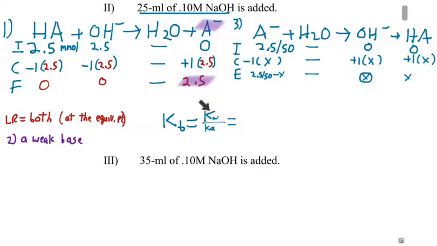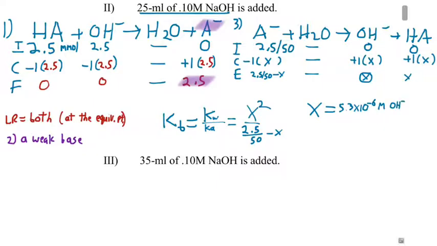Kw, you should memorize, is 10 to the 14th. And that is all equal to x squared, the products raised to the coefficients, over this concentration minus x. When you solve for x, you find out it's 5.3 times 10 to the negative 6 molar, and be careful that you know what that is. It's hydroxide.